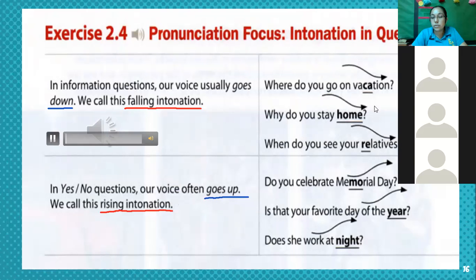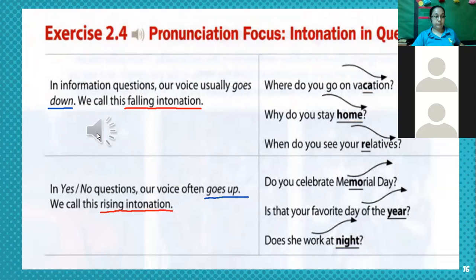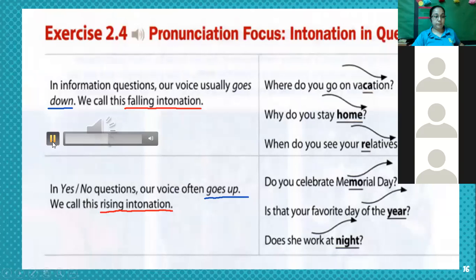Page 116, Unit 10, Exercise 2.4, Pronunciation Focus, Intonation in Questions. In information questions, our voice usually goes down. We call this falling intonation. Where do you go on vacation? Why do you stay home? When do you see your relatives?